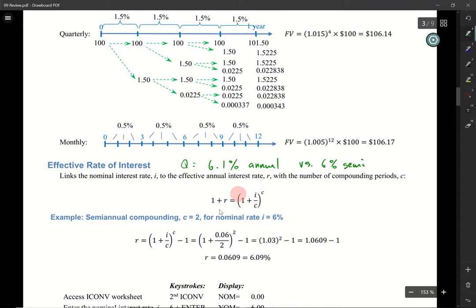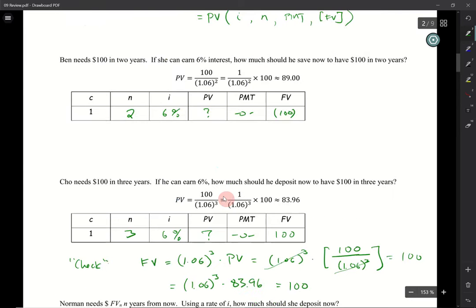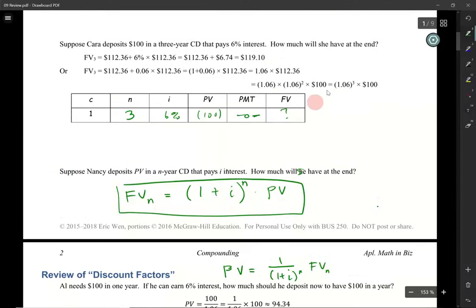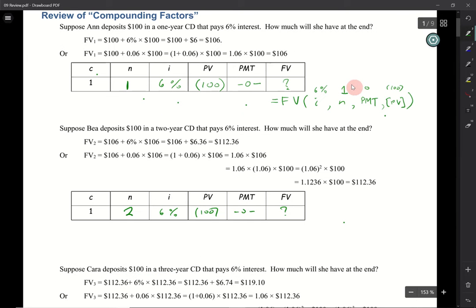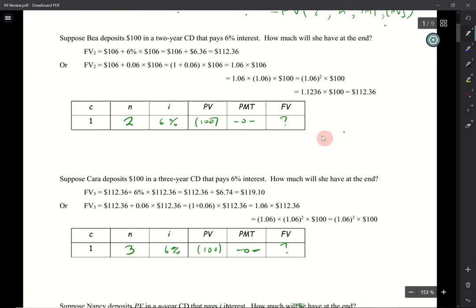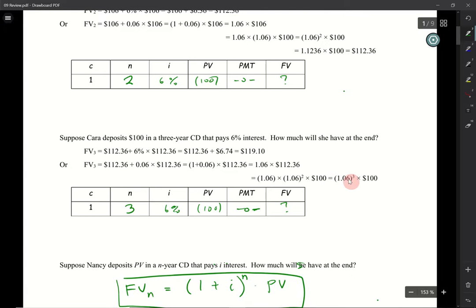So from what we did before, hopefully you can see that every year we get this factor, right? If we compound for 1 year, it's just 1.06. After 2 years, it's 1.06 squared. And then after a third year, it's 1.06 cubed.